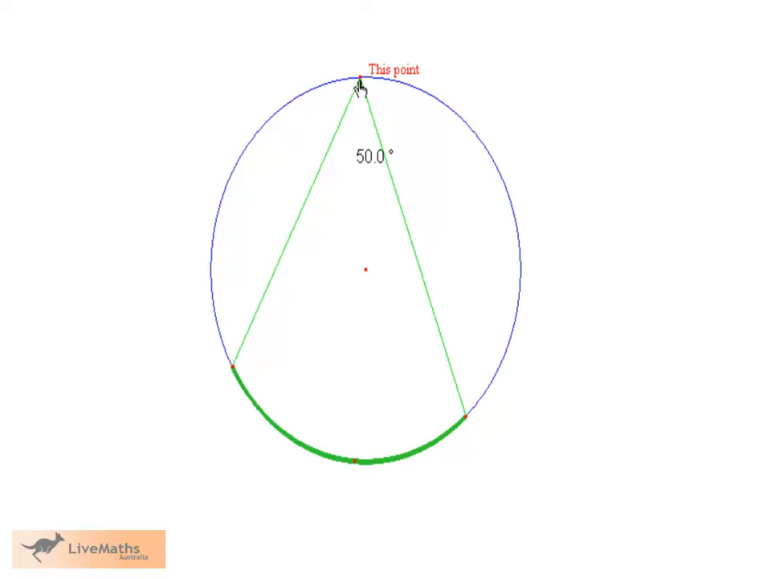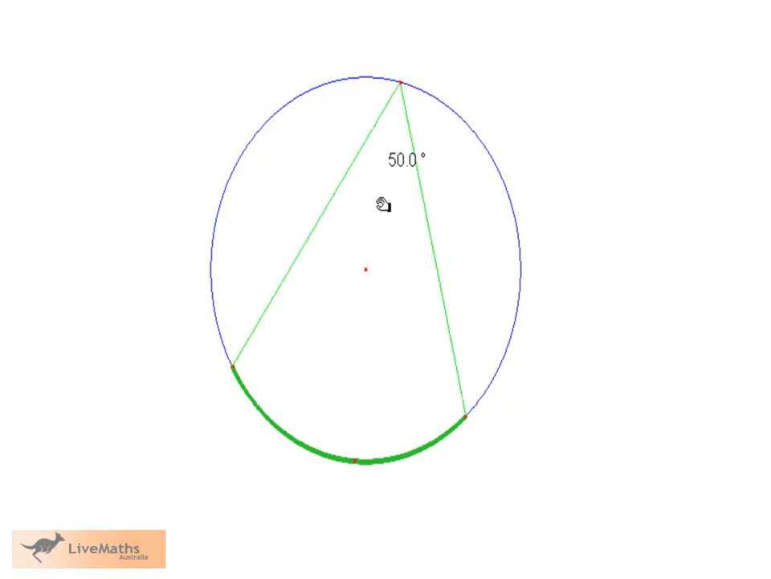We can see the angle here standing on the arc is 50 degrees. Our first theorem told us that anywhere we move this, provided it's on the blue major arc, the angle will stay as 50 degrees. We discussed earlier that if we move it onto the minor arc, the angle becomes 130 degrees. And I noted at the time that the two angles added to 180. In this case it's 50 and 130, which add to 180.